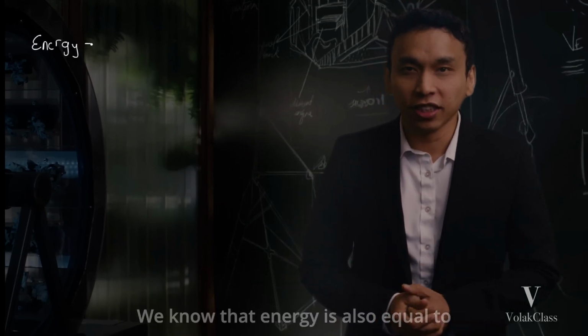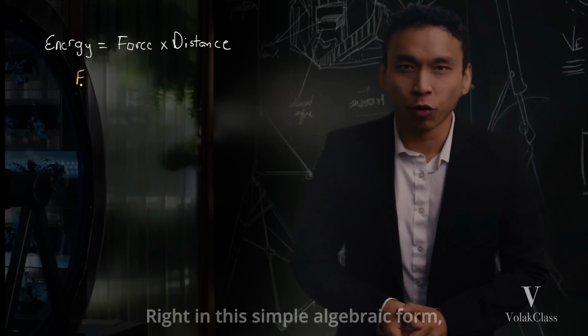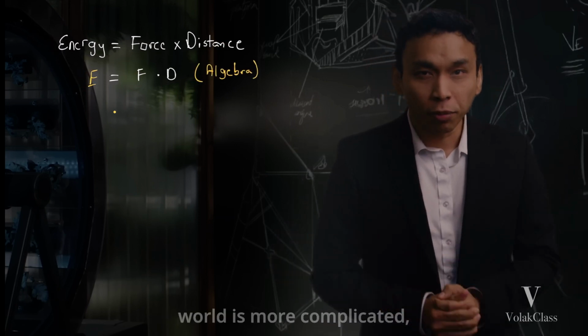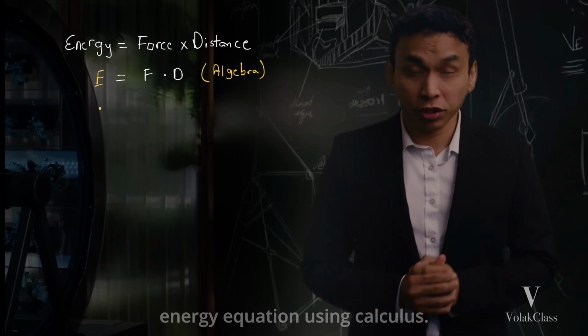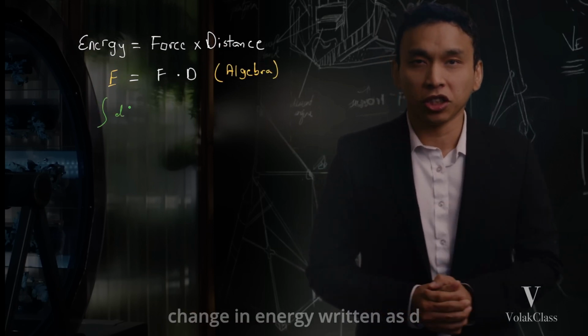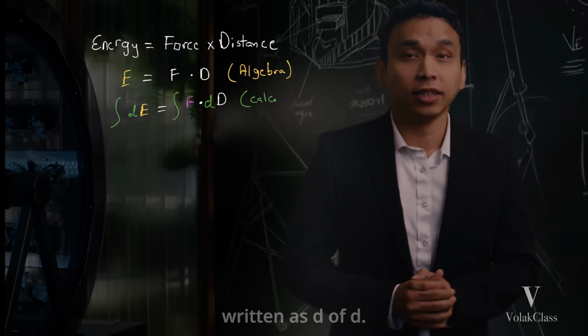We know that energy is also equal to force times distance. Writing this in simple algebraic form, we have E equal to F times D. Because the real world is more complicated, we need to rewrite this energy equation using calculus. How much energy a system has is represented by the integral of the change in energy, written as dE, equal to the integral of force times the change in distance, written as dD.